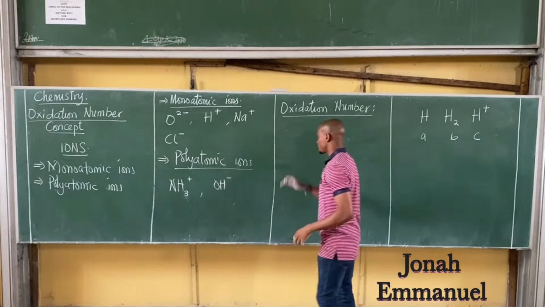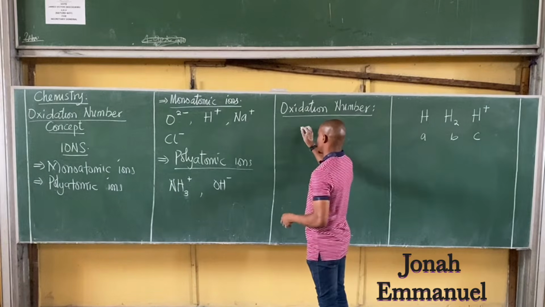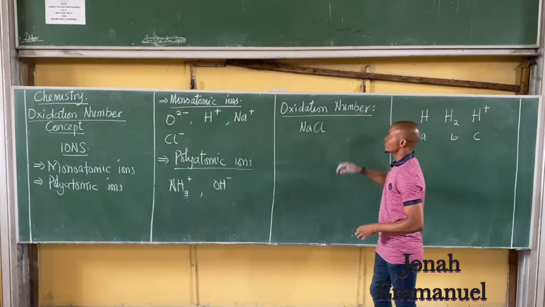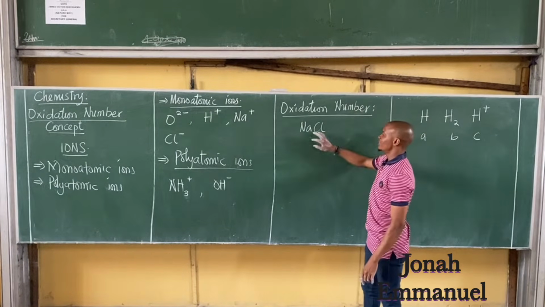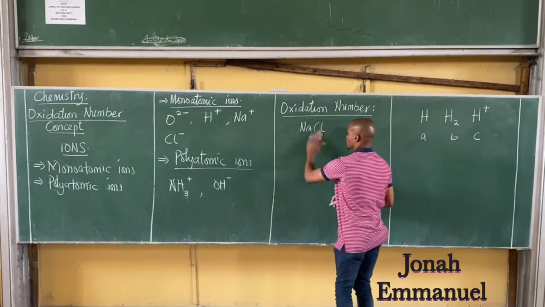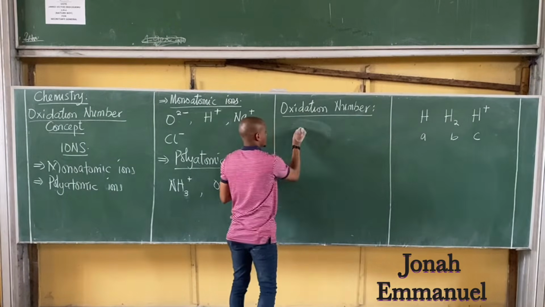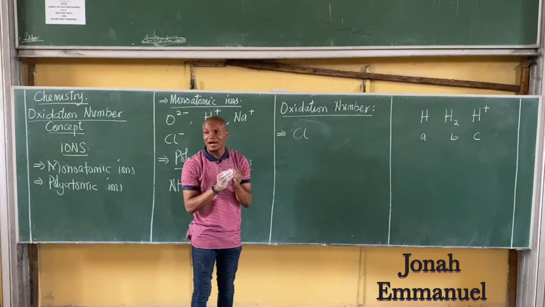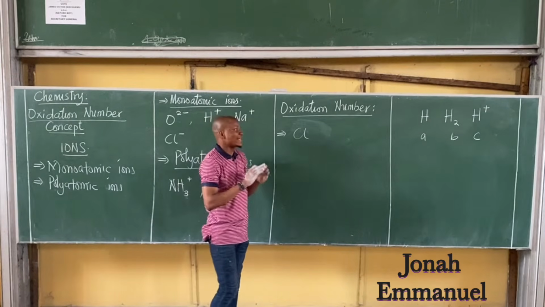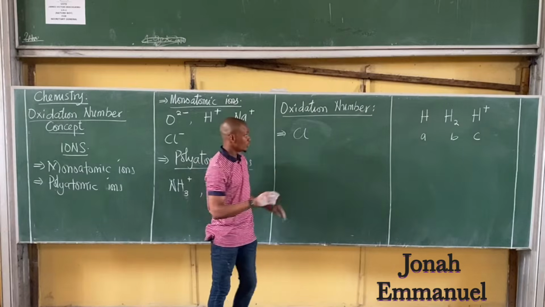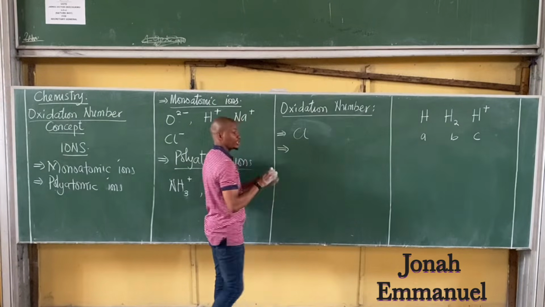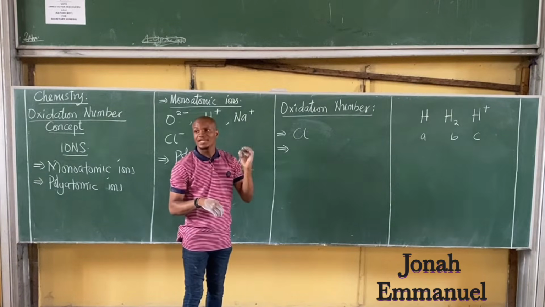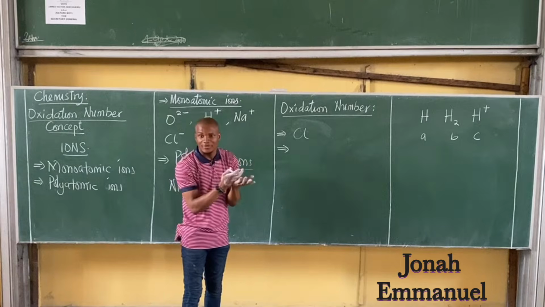Now back to what I was saying. If I had a compound like NaCl, sodium chloride, I started with elements first. So let's start with elements. Let me say I have just Cl. This is chlorine. In this case, rule 1 says the oxidation number of an element is 0. So here it is just a simple element, it is 0. Number 2 says that the sum of the oxidation numbers of the individual elements that make a compound is equal to 0.